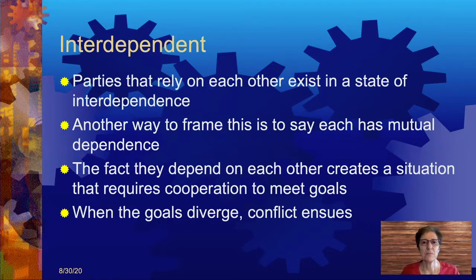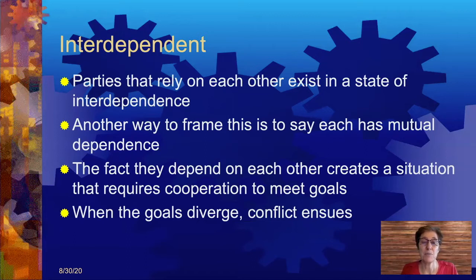The second component in here is that the parties are interdependent. Parties that rely on each other, they exist in a state of interdependence. Another way to frame this is to say that each has mutual dependence. We need the other person for something or for many things. The fact that people are depending on each other creates a situation that requires cooperation to meet goals, and the cooperation doesn't always happen.